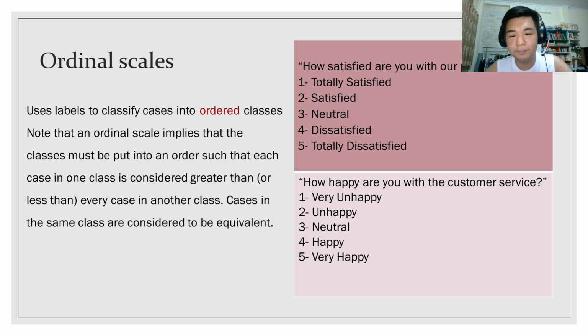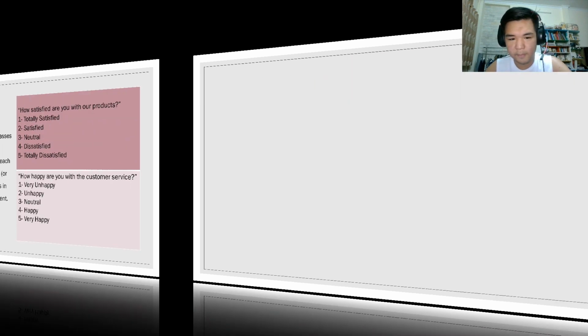Here are some examples for ordinal scale, like how satisfied are you with our products? Totally satisfied, satisfied, neutral, dissatisfied, or totally dissatisfied. Or how happy are you with the customer service? Very unhappy, unhappy, neutral, happy, or very happy.